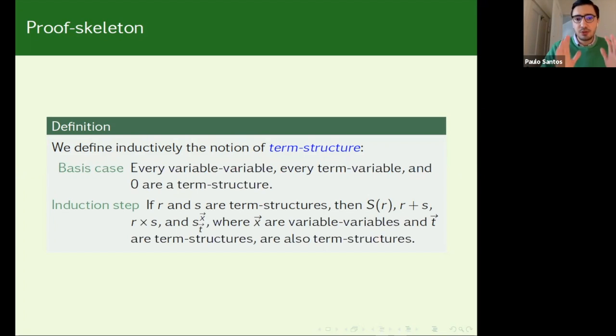And if we are given two term structures, R and S, the successor of R, R plus S, R times S, and this array of symbols are term structures. And in this array of symbols, this vector X stands for a list of variable variables, and this vector T stands for an array of term structures.